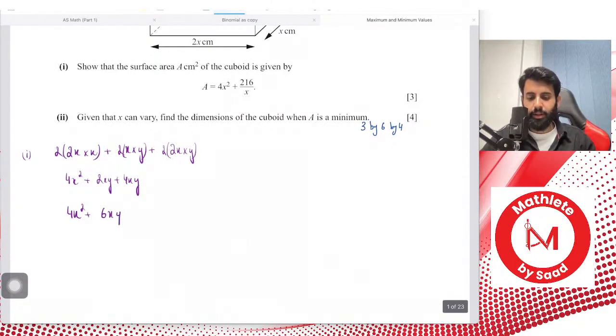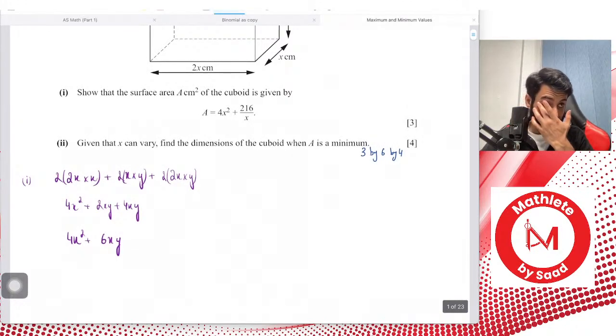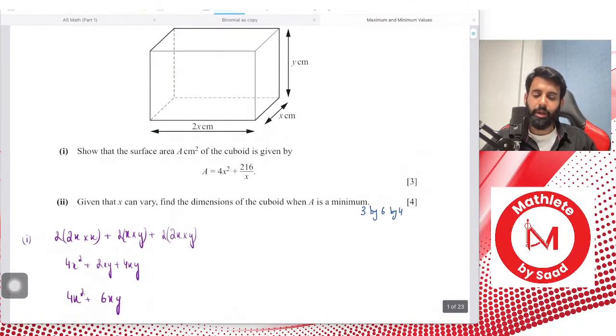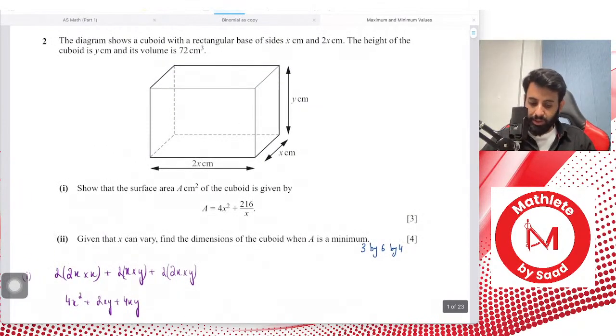Now you can simplify this further, but if you look at what you've gotten and at the way the question wants your final answer, you'll realize that there is no y in the question. That makes sense because you're supposed to give your answer in terms of x. So the question must have given something for you to express y in terms of x, so that you can replace it and give your answer in terms of x only. And that is exactly the case. The question has done that by giving you the volume.